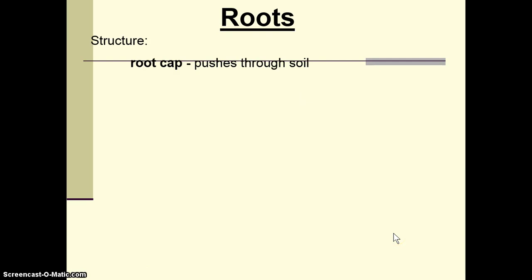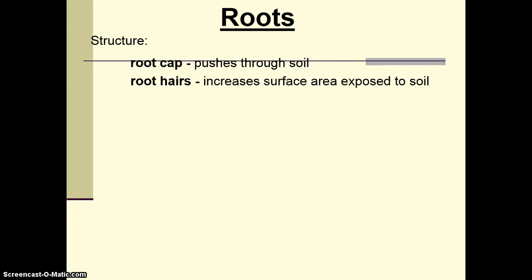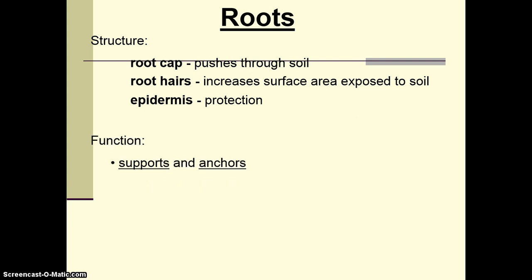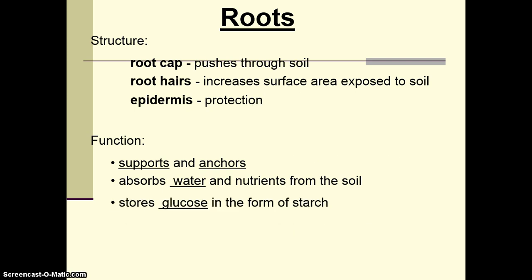Roots, right? Flowers have roots, plants have roots. There is the root cap, which is what is pushing through the soil, root hairs, which increase surface area exposed to soil, and the epidermis, which is offering protection. Now, the function of a root, of course, is to support and anchor the plant and absorb water and nutrients from the soil. It also stores glucose in the form of starch.